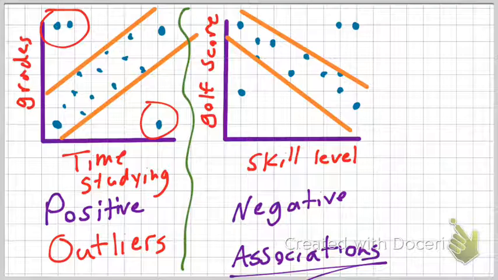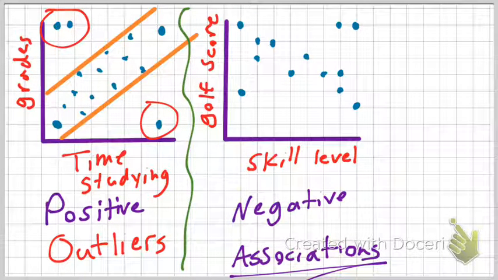Now you can tell our relationships are making slopes, right? A positive association has a positive slope. A negative association has a negative slope. Now, just to see if you remember, if we're looking at golf score and skill level, that one we just made, is that a function? Does anybody remember if that's a function?